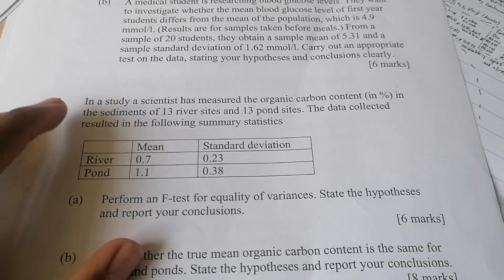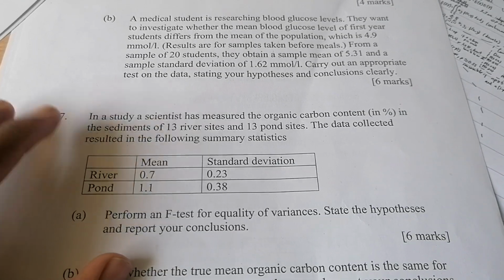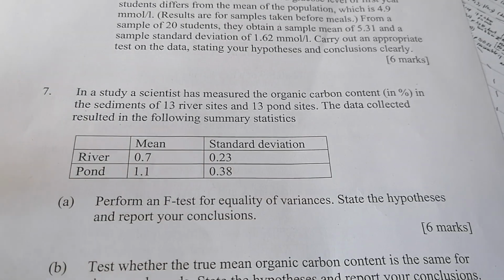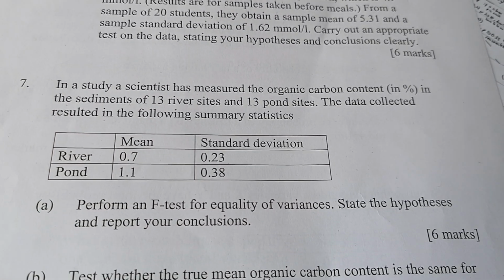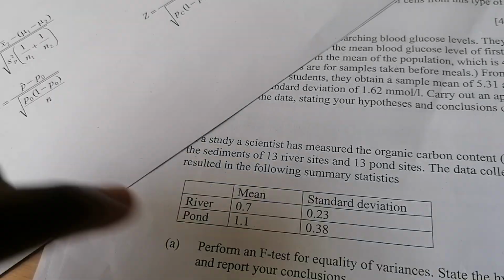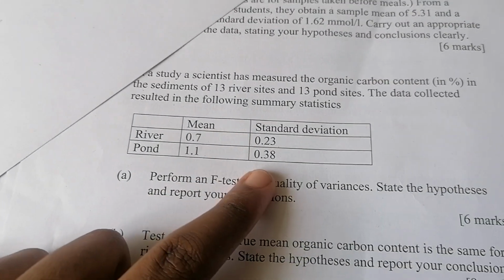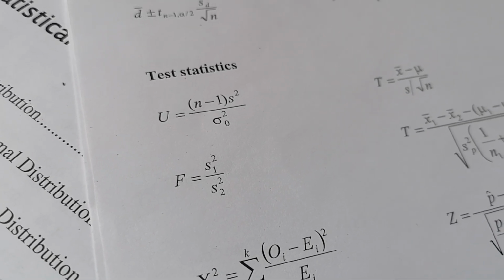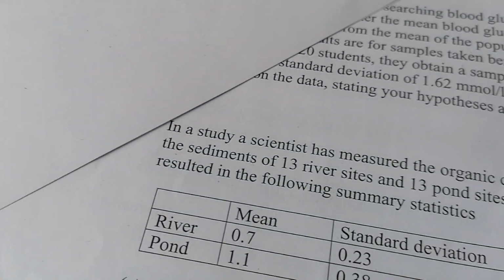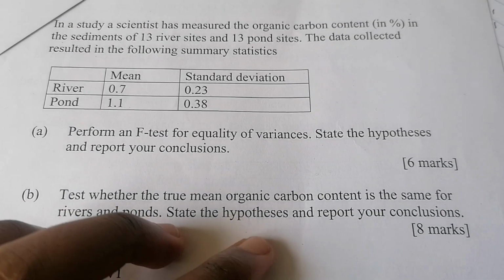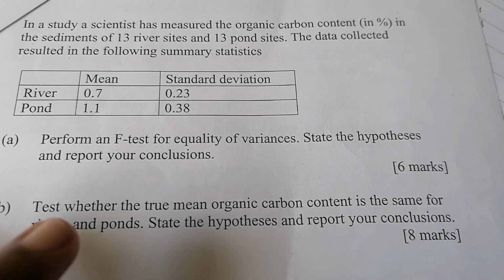So yeah, in a study, a scientist has measured the organic carbon content in sediments of 13 river sites, 13 pond sites. Here's the statistics. F-test for equality of variances. Yeah, not too bad. You just use this test statistic here compared to the F distribution. Just make note that you make the bigger standard deviation S1, so then you're leaning more to the right of the distribution. So yeah, just had to keep that in mind. That's whether the true mean organic carbon content is the same for the rivers and ponds.